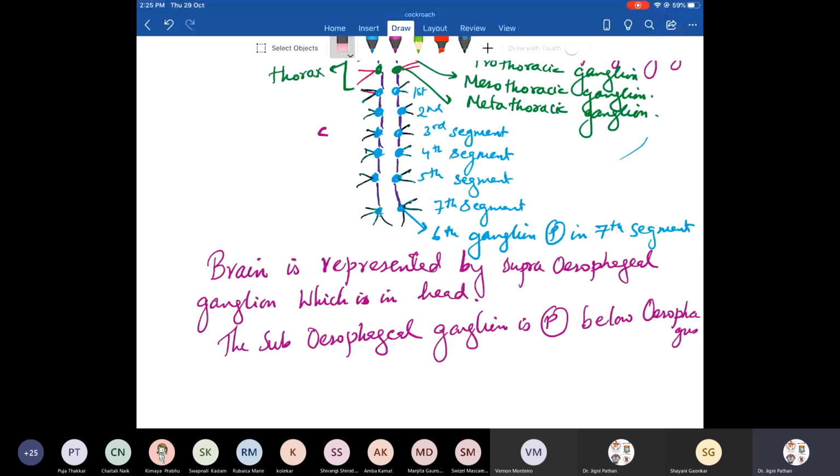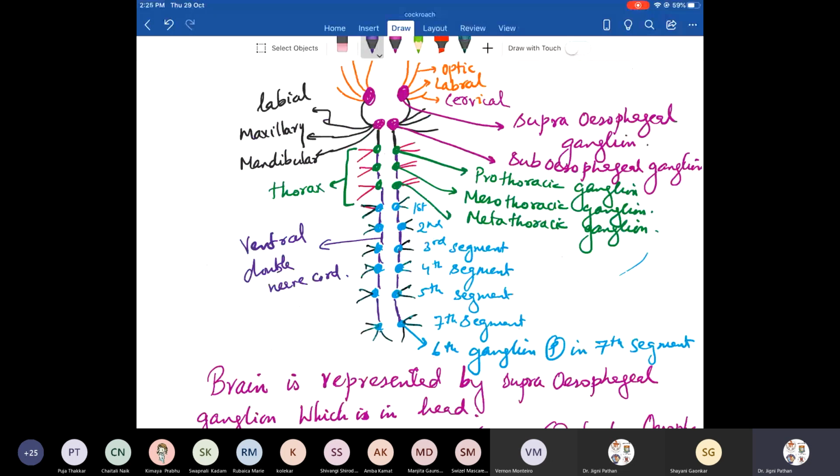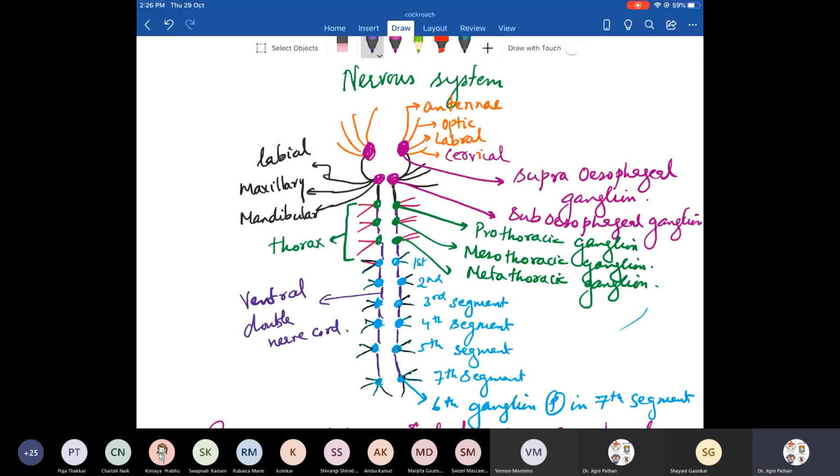Ventral double nerve cord. Now, the supraesophageal ganglia give rise to nerves for the head part, like the eye, labrum, antennae. So it gives nerves towards them. Then the subesophageal ganglia give rise to nerves to the mouth parts. The thorax gives nerves to the wings and the legs. And the rest, all nerves are given to the different parts of the body.